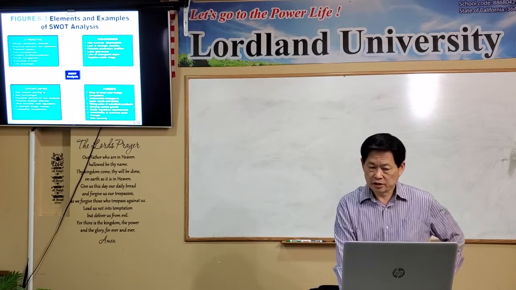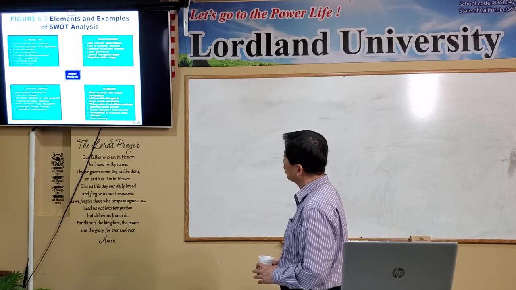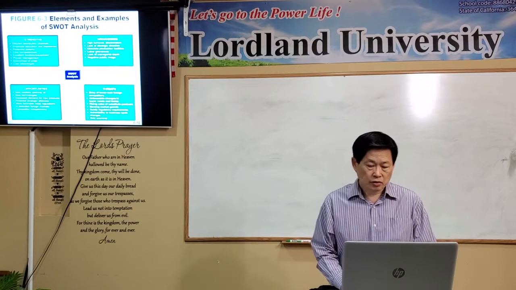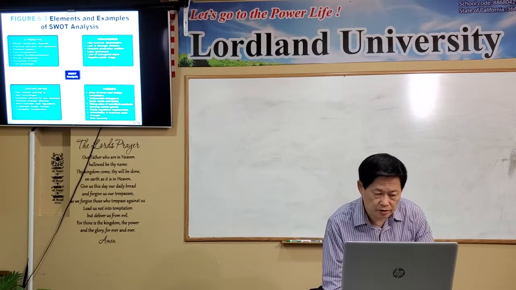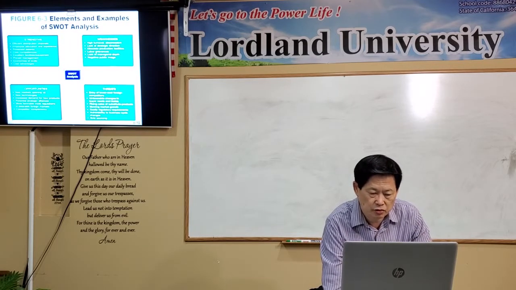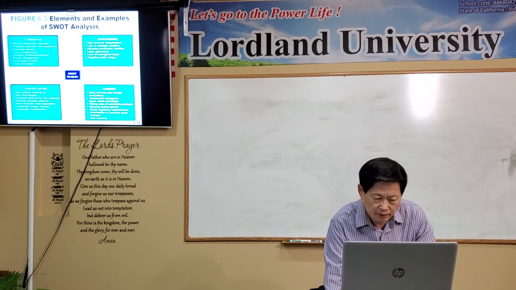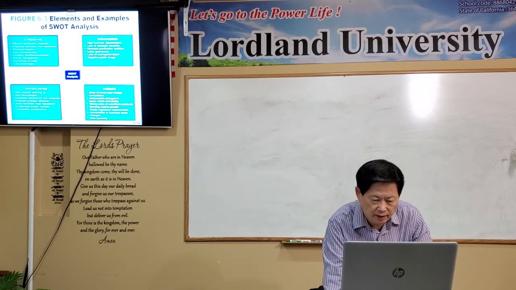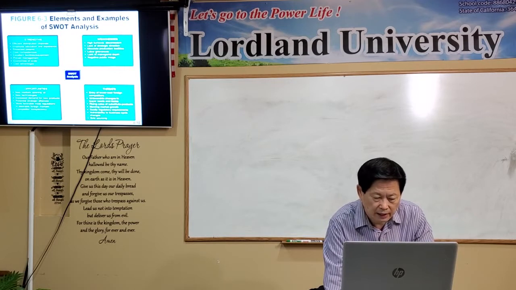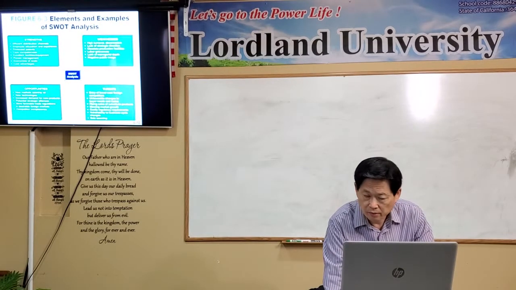Okay. This figure shows the elements and examples of SWOT analysis. Strengths include efficient distribution channels, employee education, and high experience. Protective patent: my company has a protective patent. These are strengths. Core competencies, excellent facilities, excellent equipment, proven management, economies of scale, cost advantage are the strengths of our company.